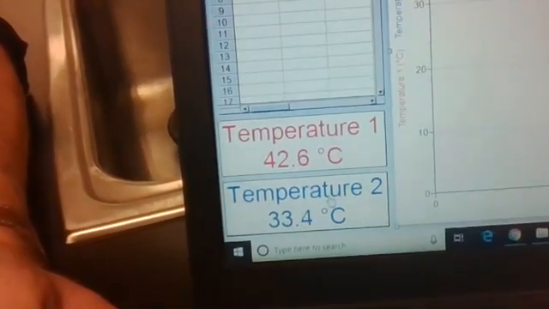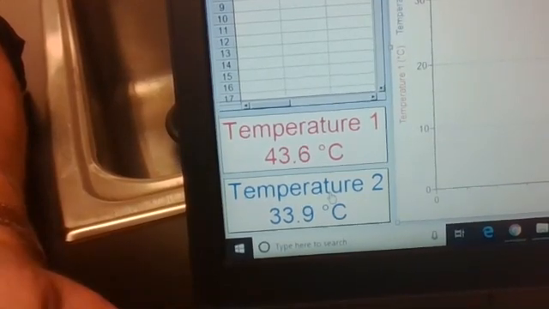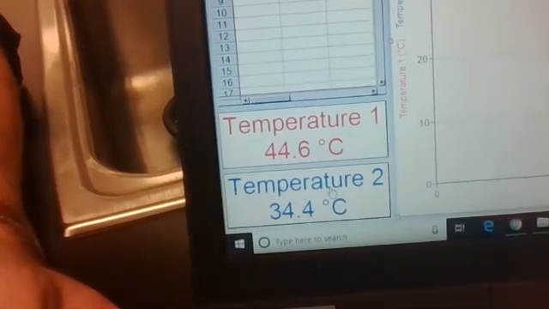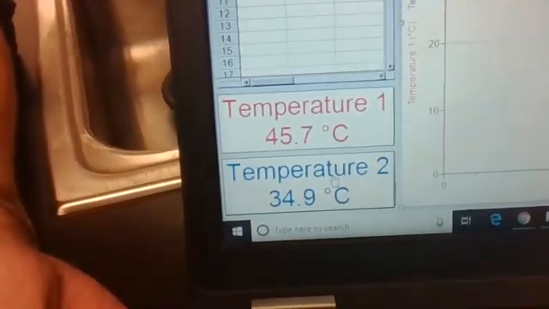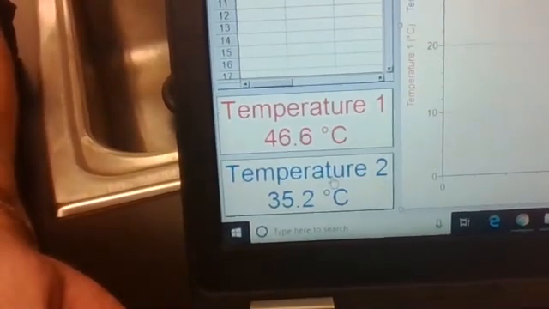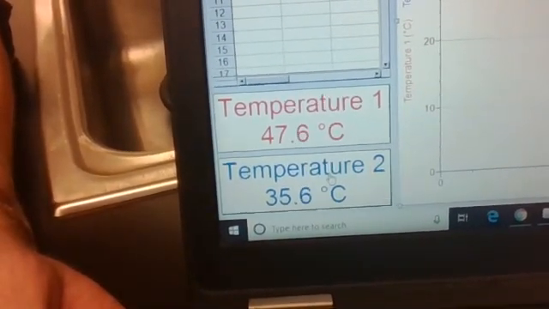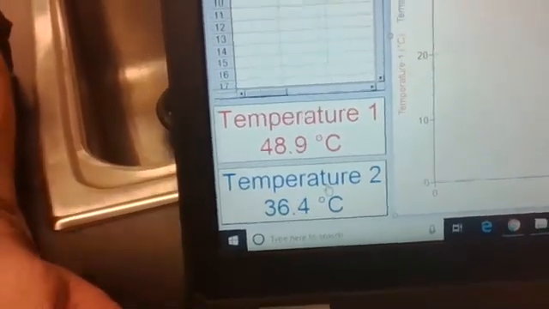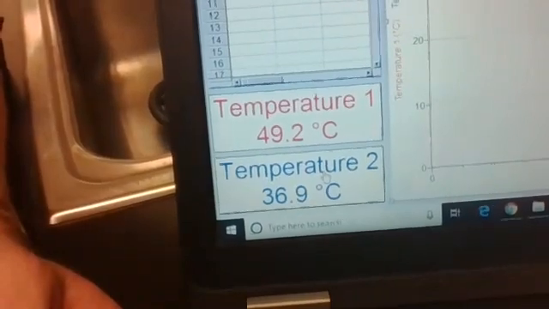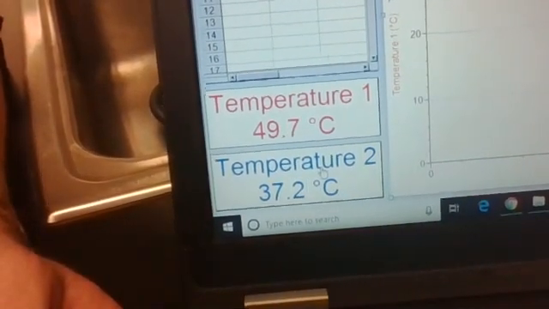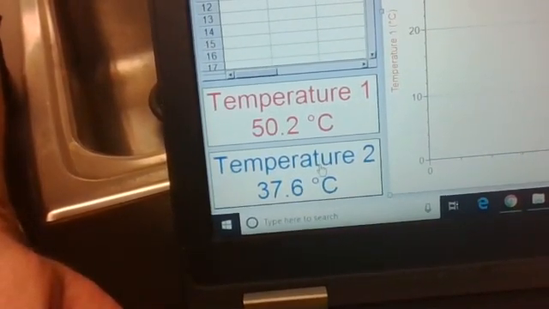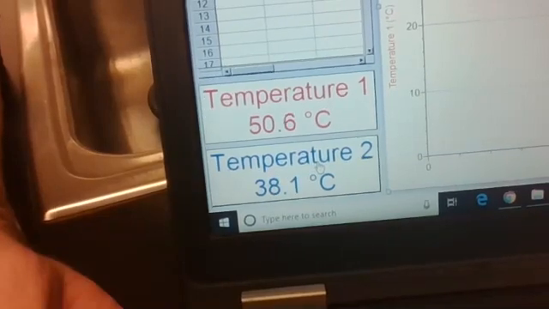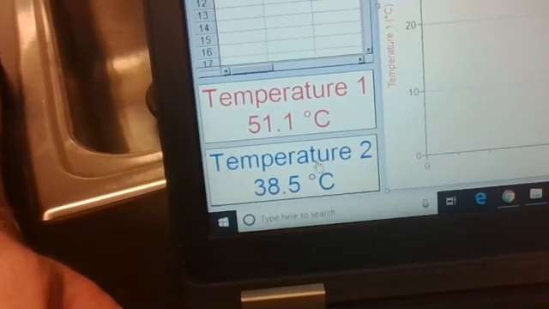Because alcohol does not have high specific heat, it can much more easily be heated. Water with high specific heat is heating much slower. So why don't we wait till alcohol gets to 50 degrees and we will call that our final temperature. All right, so final temperature for alcohol, 50 degrees. Final temperature for water, I think it was 37.9.